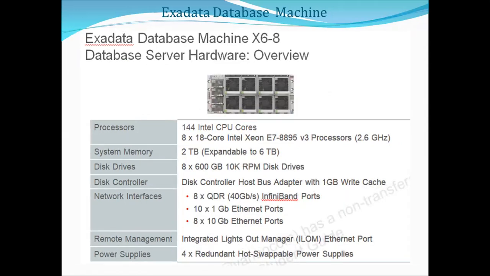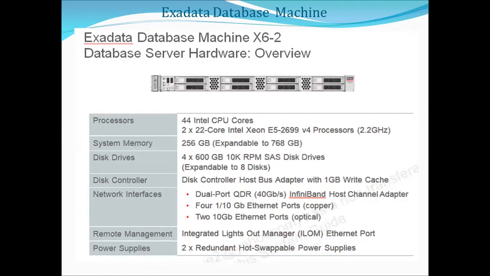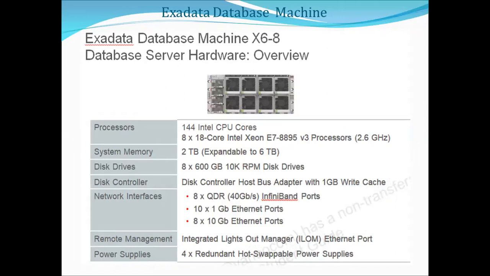These are the different types of Exadata machine with the eight-socket configuration. In the eight-socket machine, we have 144 CPUs. The CPU count is higher here, and system memory is 2 TB, compared to 256 GB here. The disk drive is the same, and the disk capacity is also double. The disk controller has a 1 GB write cache. Other things are the same. In this X6-8 machine we have a different socket configuration, meaning we have 8 sockets and the capacity is more compared to the X6-2.